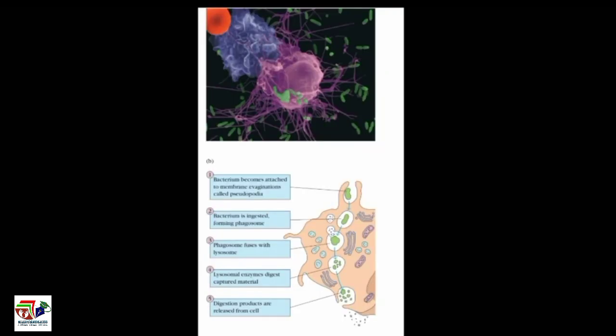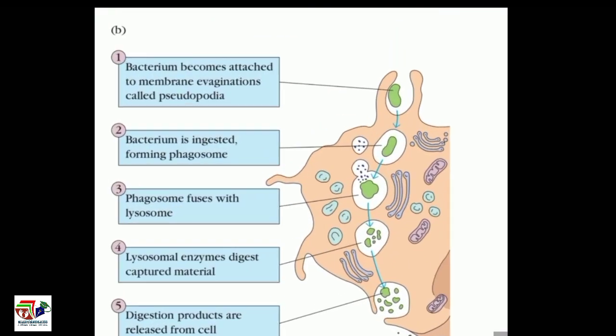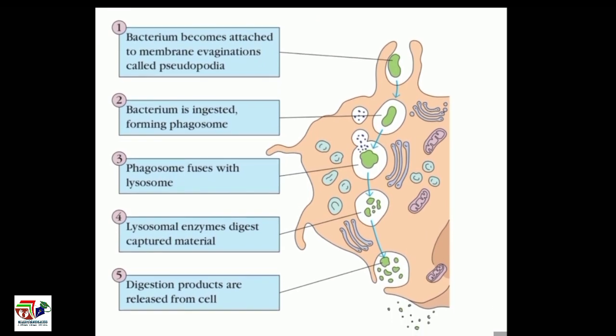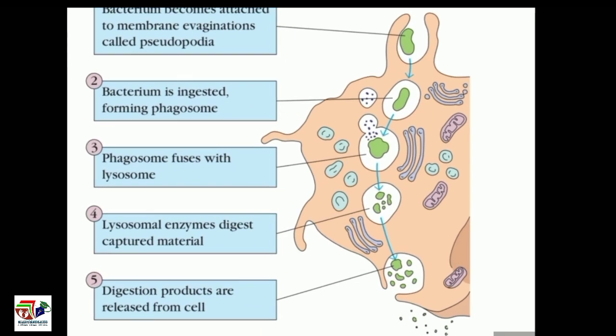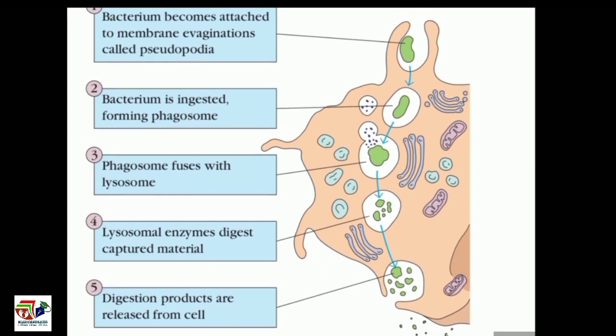Finally we will go directly to phagocytosis. How does phagocytosis happen? So look at the picture. What is happening? First step, the bacterium becomes attached to the membrane evaginations called pseudopodia. Pseudopodia are present in macrophage, and the bacterium becomes attached to it. Next step, the bacterium is ingested, and after ingesting it forms a phagosome. In the second step you can see a phagosome containing bacteria.